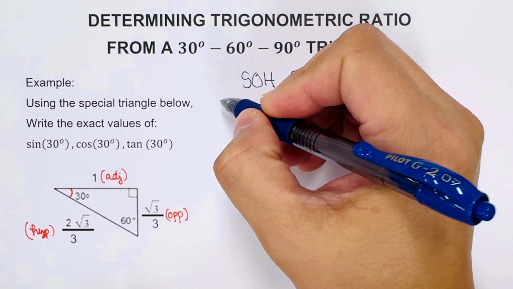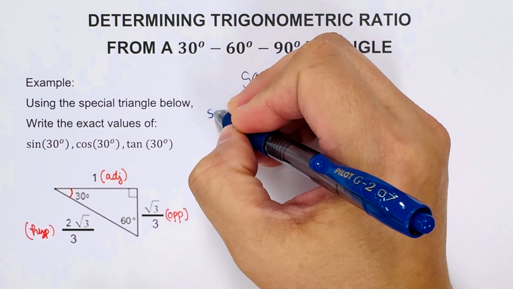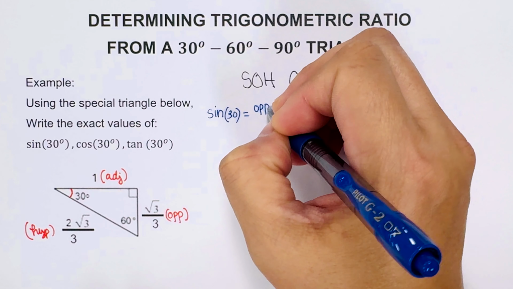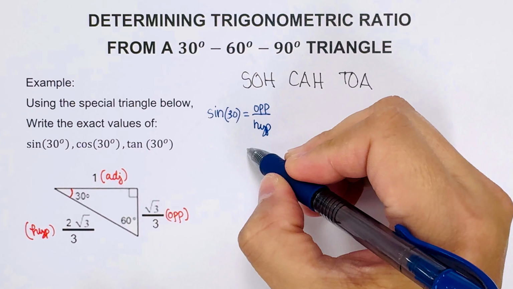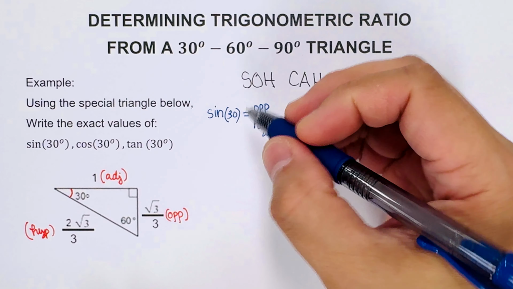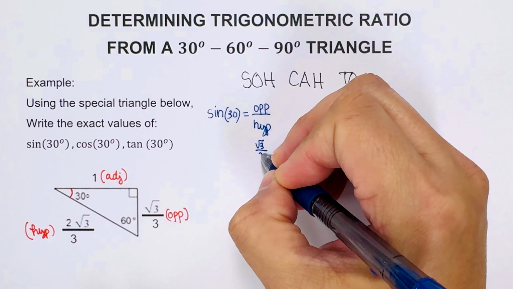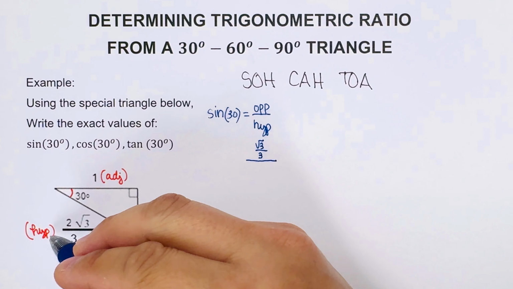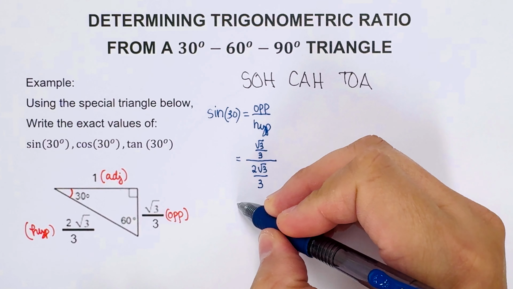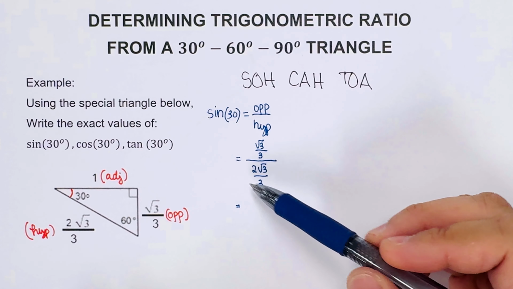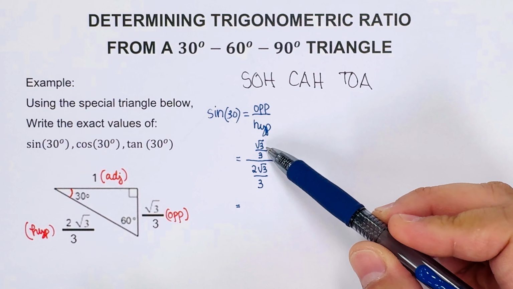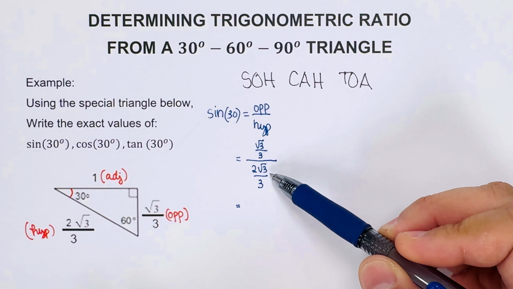So let's start first with sine 30. So I'm just going to go ahead and write that up here. That sine 30 is equal to, so, opposite over hypotenuse. So let's plug in the value. The opposite, so we're looking at the opposite, that's square root of 3 over 3, divided by the hypotenuse, which is 2 square root of 3 over 3. Now, we remember that we're supposed to rationalize the denominator. That means there should be no radical at the bottom. Since this is a complex fraction, there's a fraction on top and there's a fraction at the bottom.